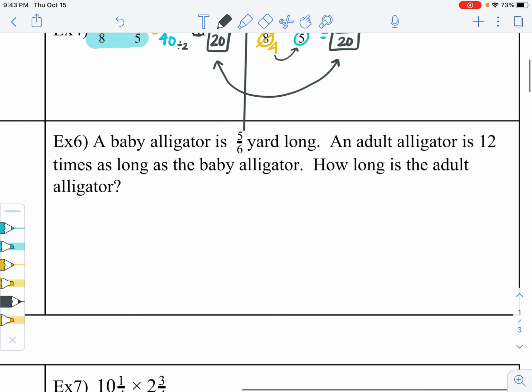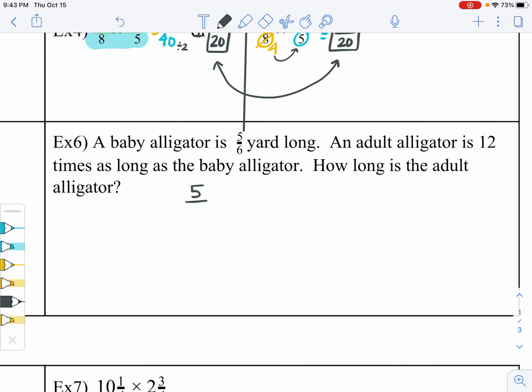In example 6, we are going to multiply. We have a baby alligator that is 6 yards long, and an adult alligator is 12 times as long as the baby alligator. So we have 5 over 6 times 12.